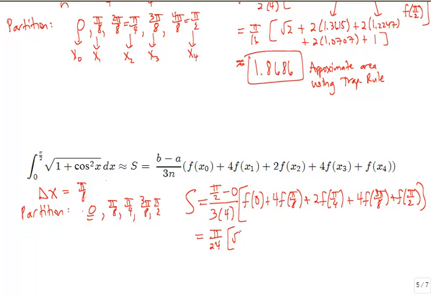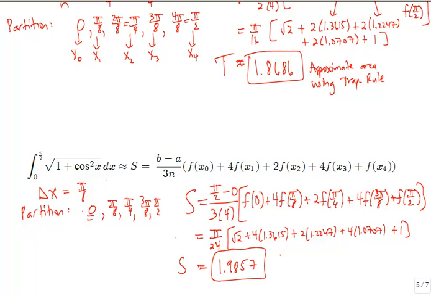So f of 0 will still be root 2. Then we would want 4 times 1.3615 approximately, plus 2 times 1.2247, plus 4 times 1.0707, plus 1. And then you punch all that into your calculator and you get 1.9857 for this Simpson's rule. So this is the approximate area using Simpson's rule.